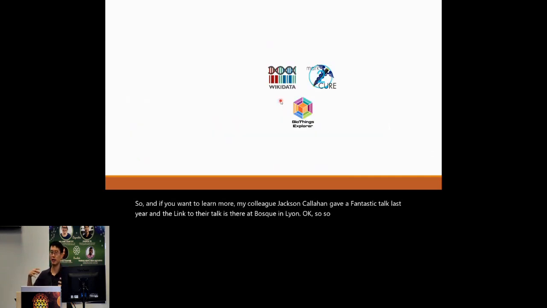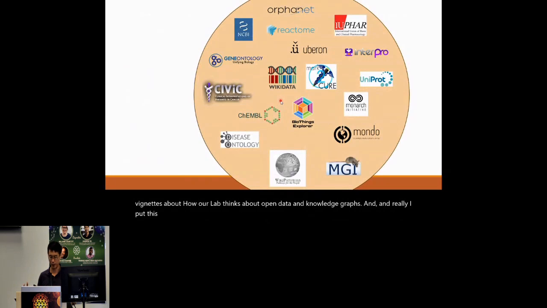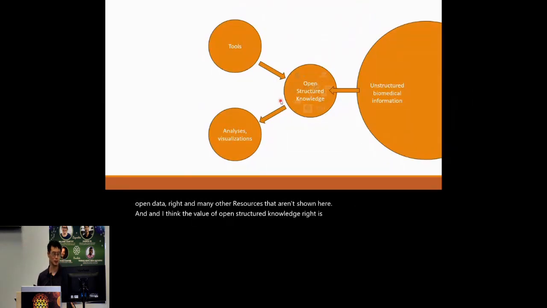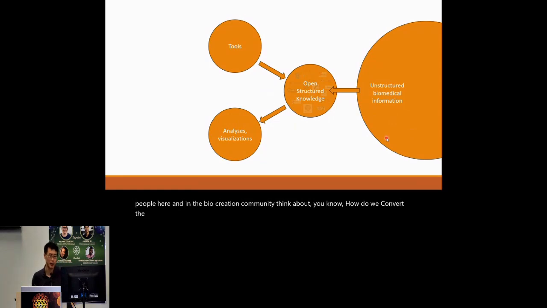Okay, so I've given you 3 little vignettes about how our lab thinks about open data and knowledge graphs, and really I put this into a broader ecosystem of structured data resources. And collectively, these resources really form the foundation for biomedical open data, and many other resources that aren't shown here. And I think the value of open structured knowledge is that those types of resources are very amenable to building computational tools to operate on those data that produce analyses and visualizations. And so a lot of work that we and many people here in the biocuration community think about is how do we convert the vast stores of unstructured biomedical information into this open structured knowledge.